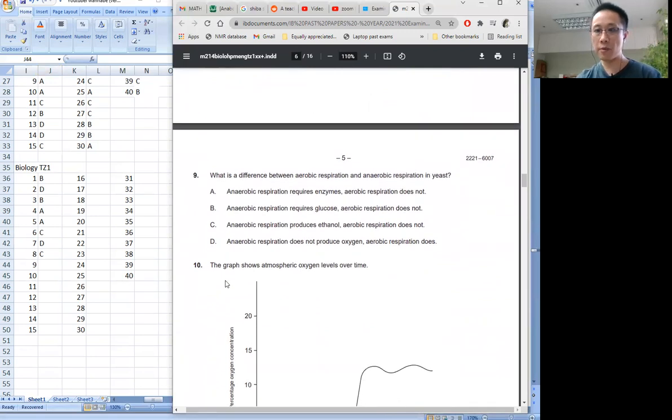9 was the difference between aerobic respiration and anaerobic respiration in yeast. A is definitely wrong because both processes require lots of enzymes. B is definitely wrong because both types of respiration require some respiratory substrate. C, anaerobic, C looks promising. D, no, aerobic respiration would not produce oxygen.